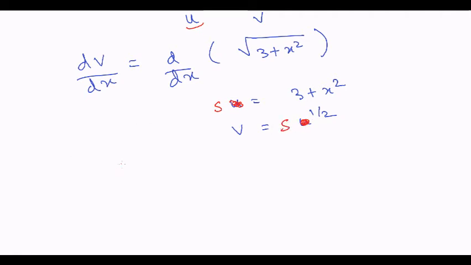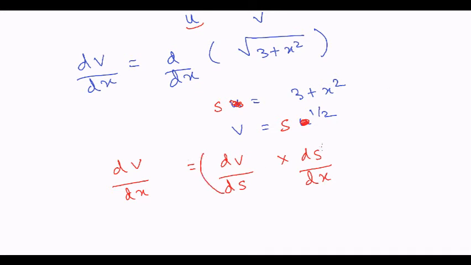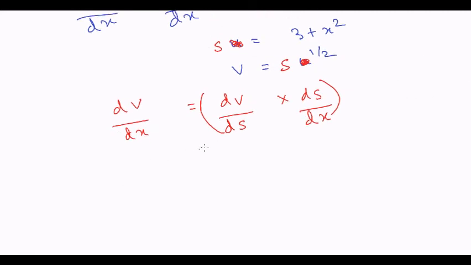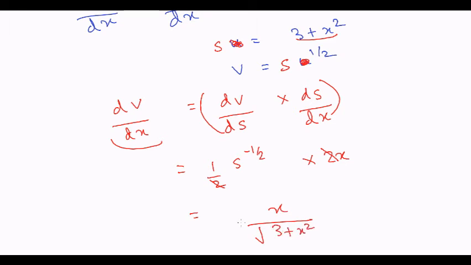From the chain rule, we know that dv/dx is dv/ds times ds/dx. This is just a simple chain rule. Instead of u, I'm calling it s so that I don't confuse it with the u of the product. Now dv/ds, since v is s to the power half, is half s to the power minus half, times ds/dx. If you differentiate 3 plus x squared with respect to x, we get 2x. So the half gets cancelled, and dv/dx is x divided by the square root of 3 plus x squared. This is my dv/dx.